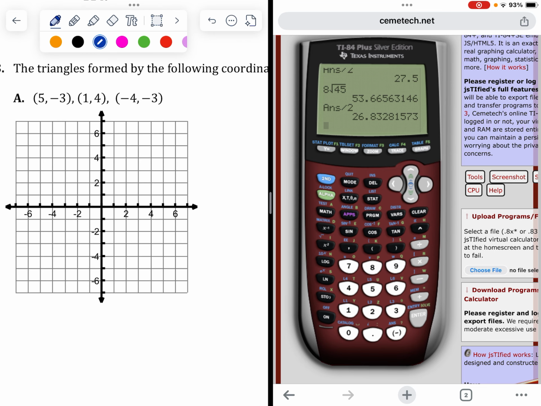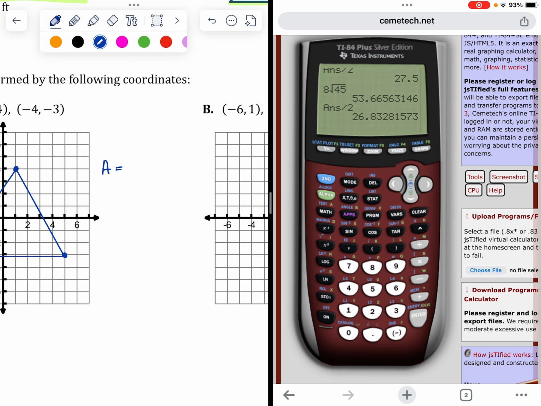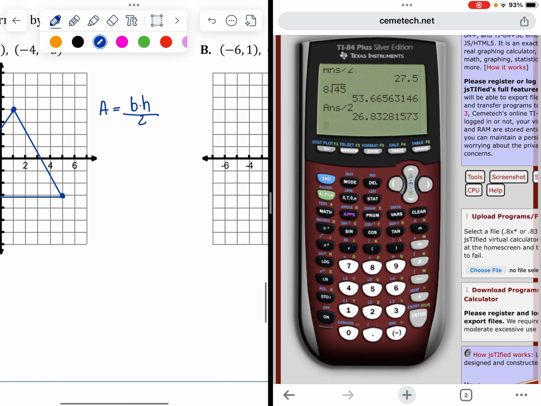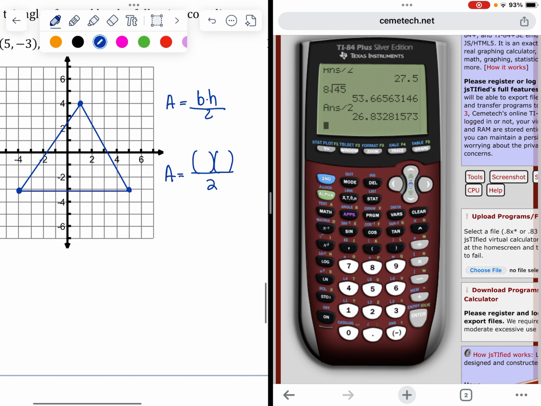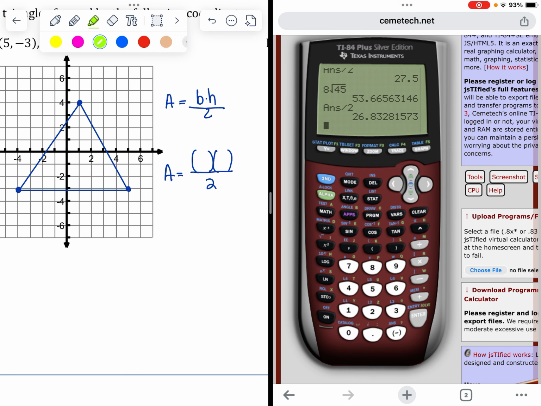Graph your triangles. 5, -3. 1, 4. -4, -3. Make this into your triangle. Area equals, I'm going to do base times height divided by 2 just to show you that we can switch it up. Okay, area equals, I need my base, I need my height, and then I need to divide that answer by 2. All right, bases and heights are perpendicular, and I see a horizontal line, so that makes me happy. That's going to be my base.